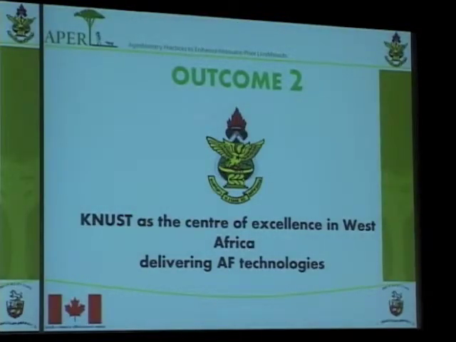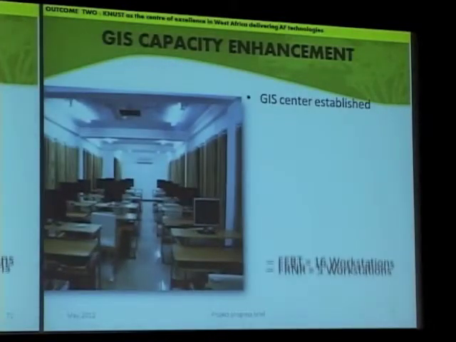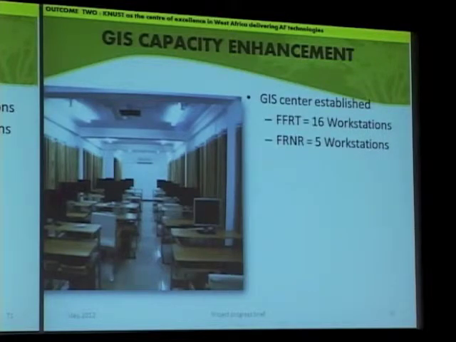Outcome number 2 basically is just making KNUST a center of excellence in West Africa, delivering agroforestry technologies. And it's already been said, today KNUST is number 1 in Ghana, and also number 1 in West Africa, 13th in Africa. Of course, you know that South Africa and areas like Egypt and Algeria had all been before us. But we are working very hard to be in the top 10 this year.